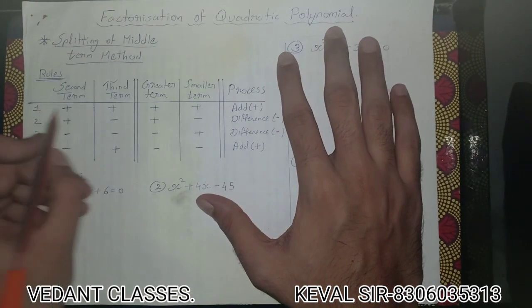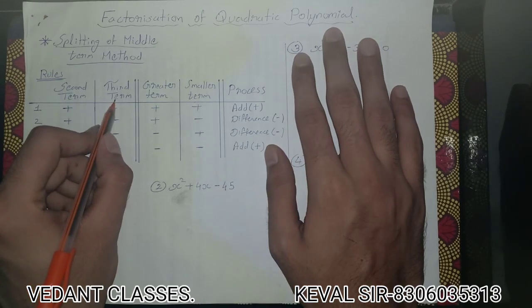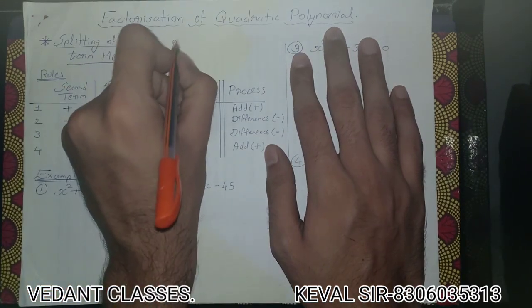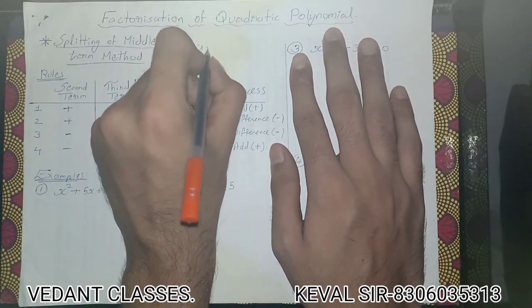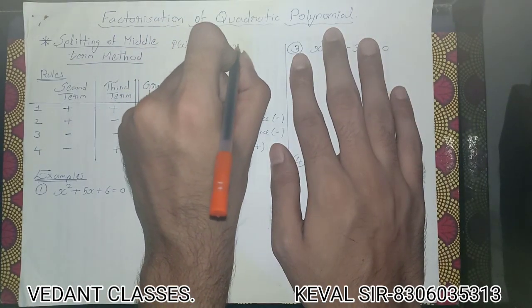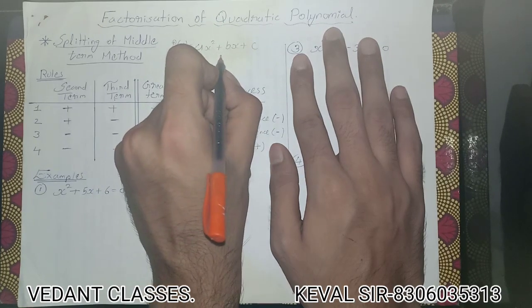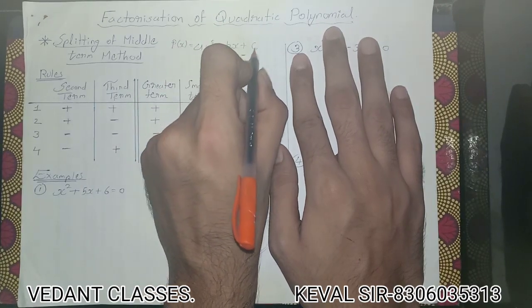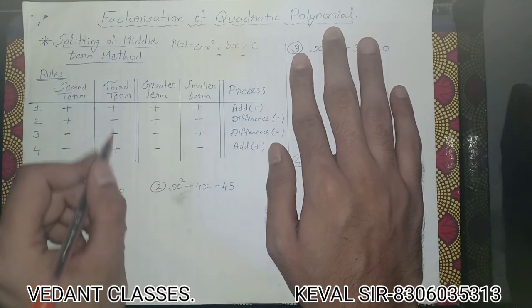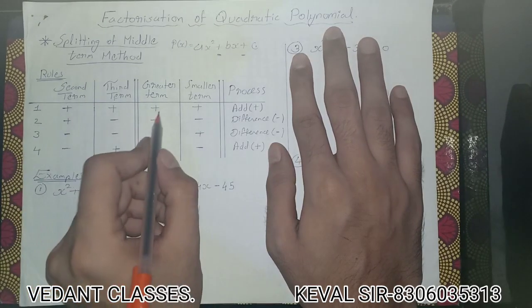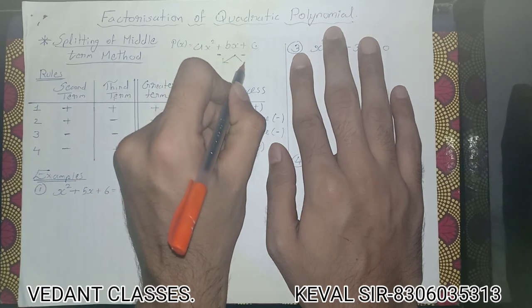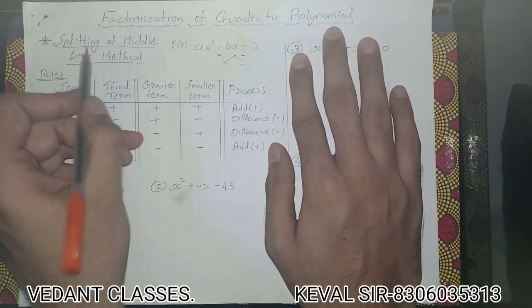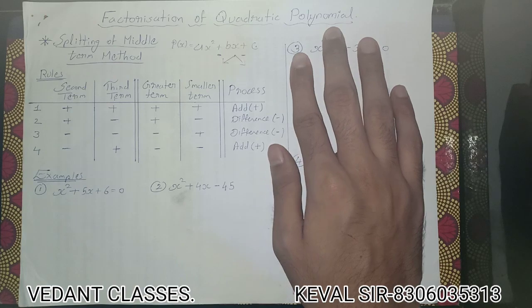So see, if the second term and third term of quadratic polynomial, because the quadratic polynomial is p of x equal to ax square plus px plus c. So this will be the sign for the second term and this will be the sign for the third term. So the sign for the second term and third term is given. After splitting, the sign for the greater term, you just need to split this middle term. That is the reason the method is called splitting of middle term.